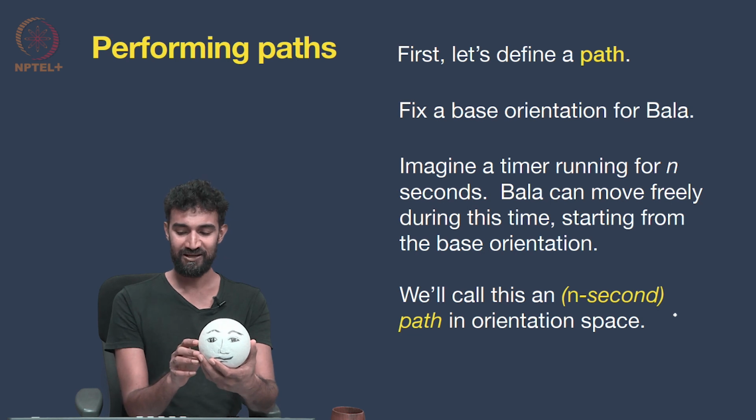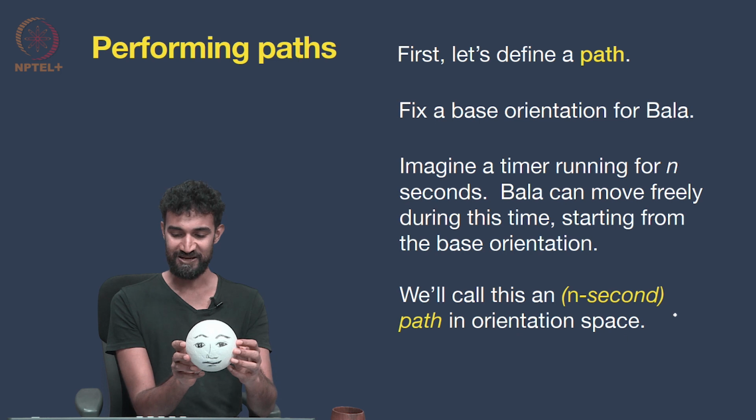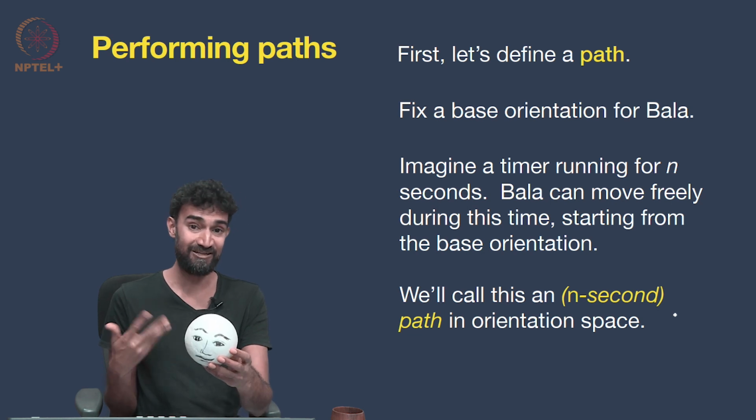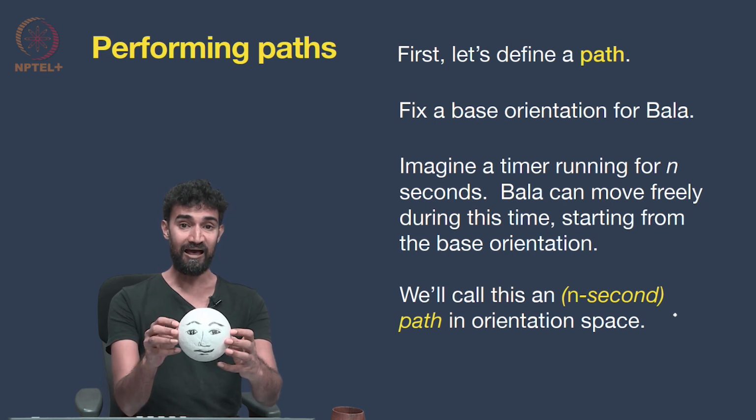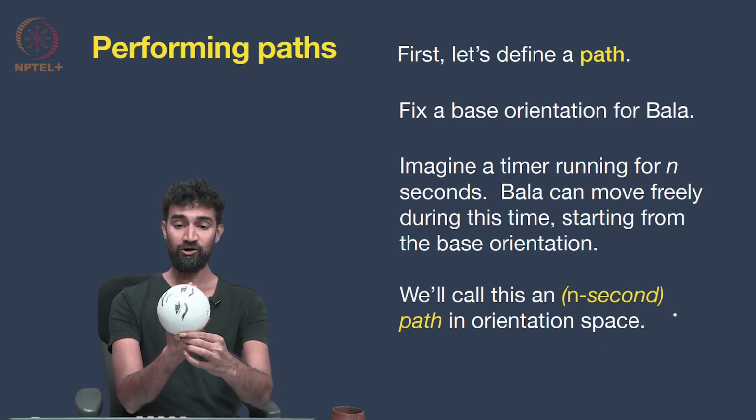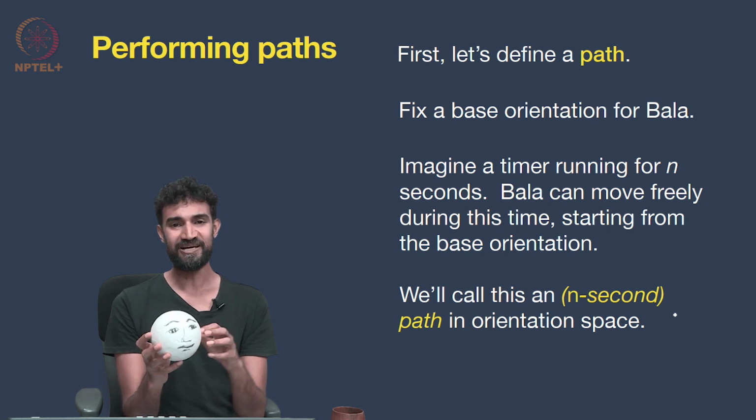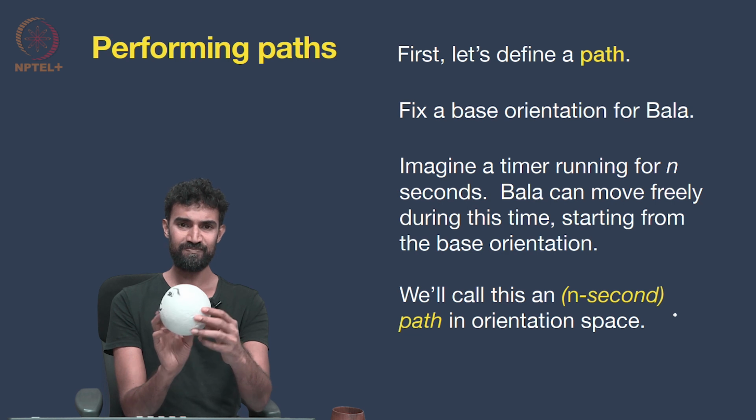And during this time, Bala can move freely in orientation space. He can change his orientation freely. So we'll call this an n-second path in orientation space. So for example, here's Bala at his base. The path is beginning, and 1, 2, 3, 4, 5. It ends. So that was a 5-second path in orientation space, beginning here and ending there.